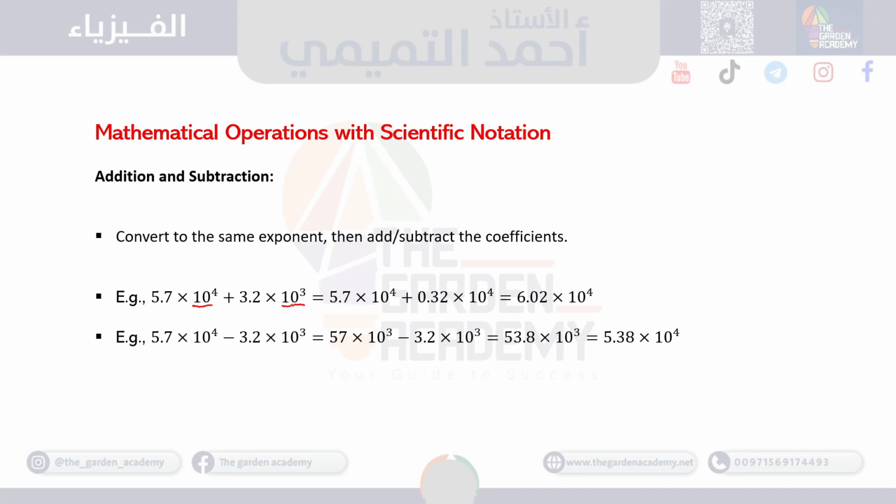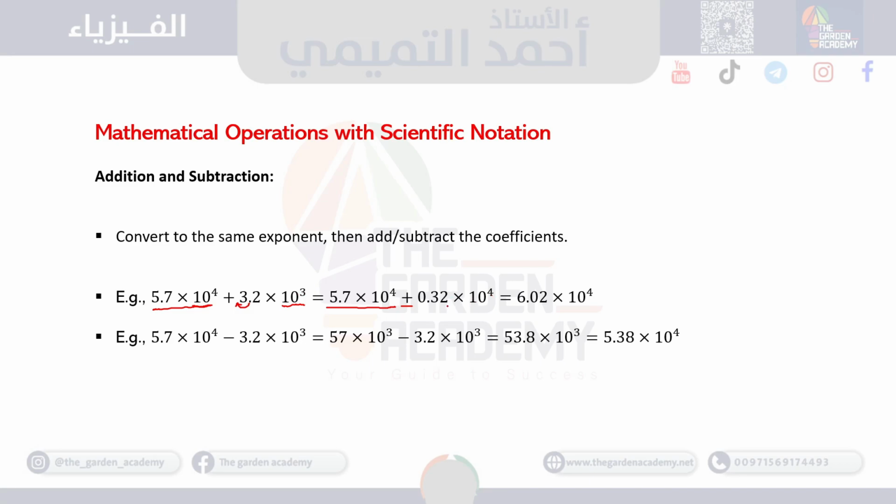Okay, how do I make it 10 to the power 4 now? We have to move this decimal point to the left by 1 digit. And if we do that, what will we have? This number remains as is, 5.7 times 10 to the power 4 plus. Then we move this decimal point to the left by 1 digit. That means we have 0.32 times, since we have moved the decimal point to the left by 1 digit, we add 1 to the 3. So it becomes 10 to the power 4.